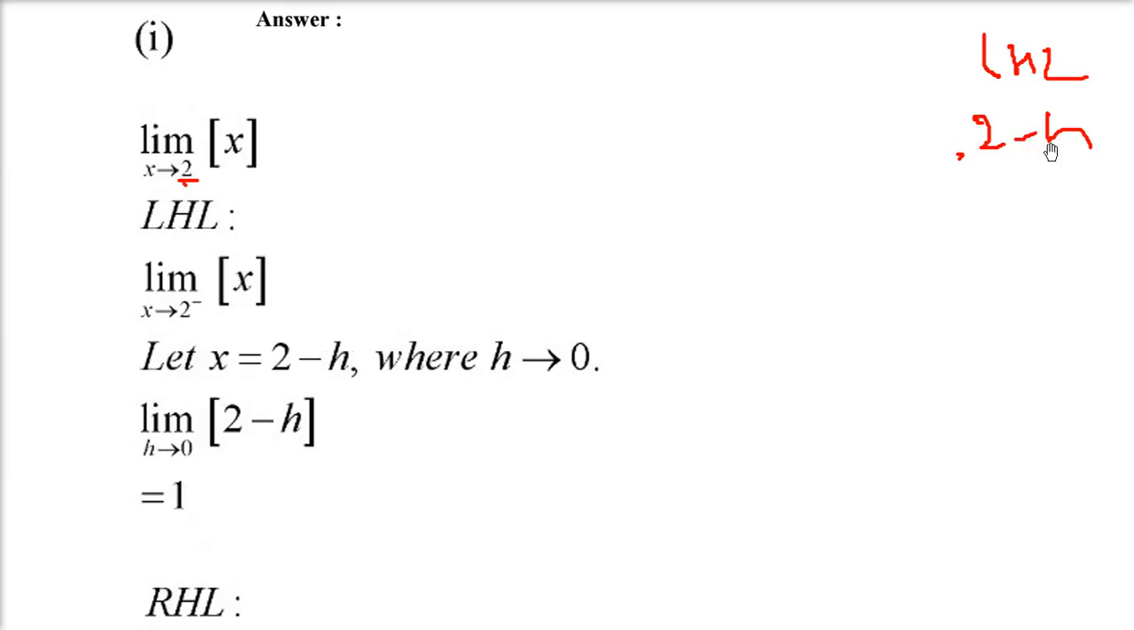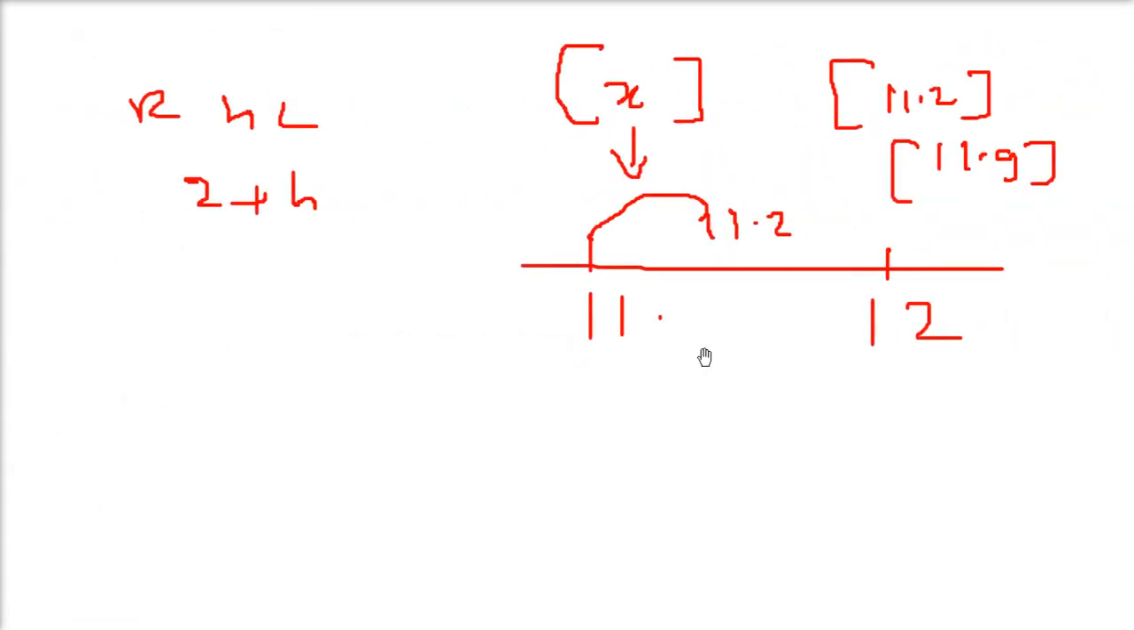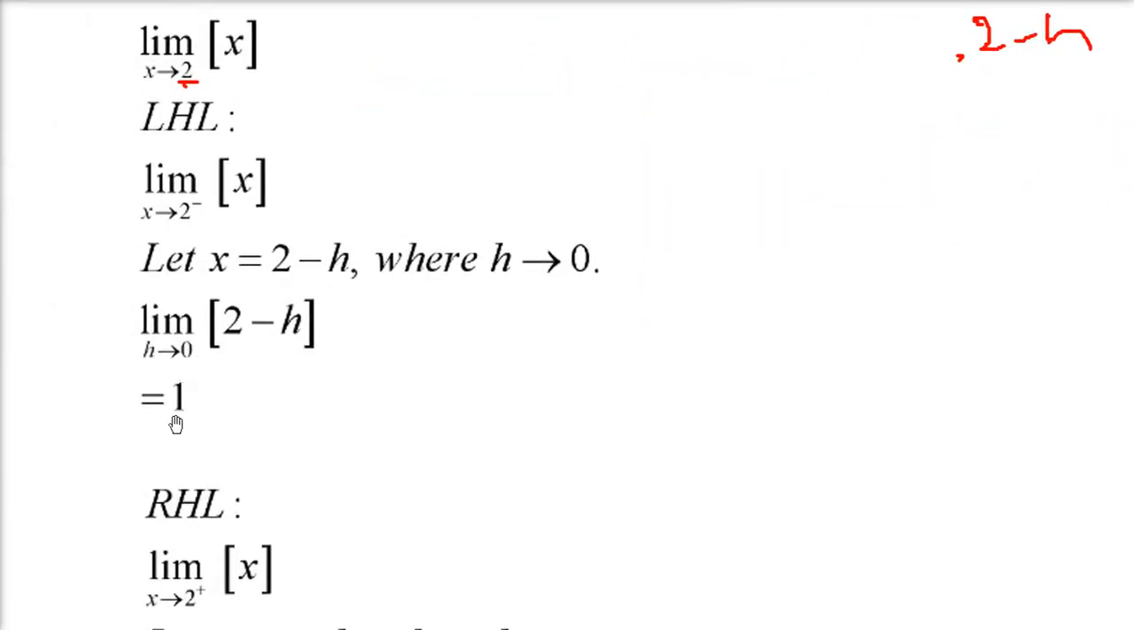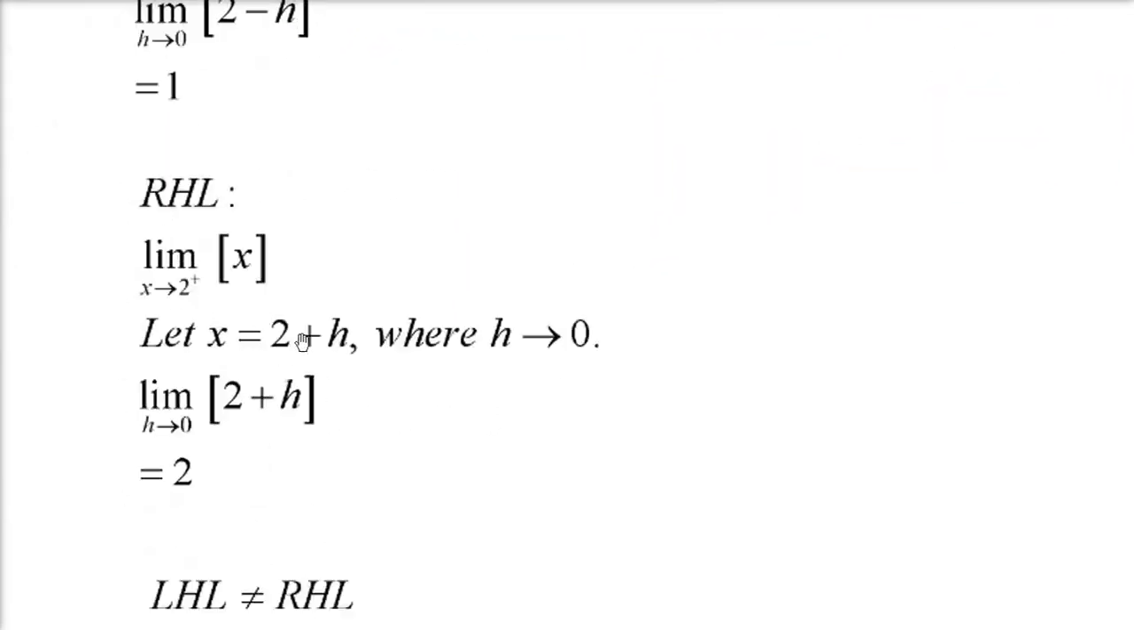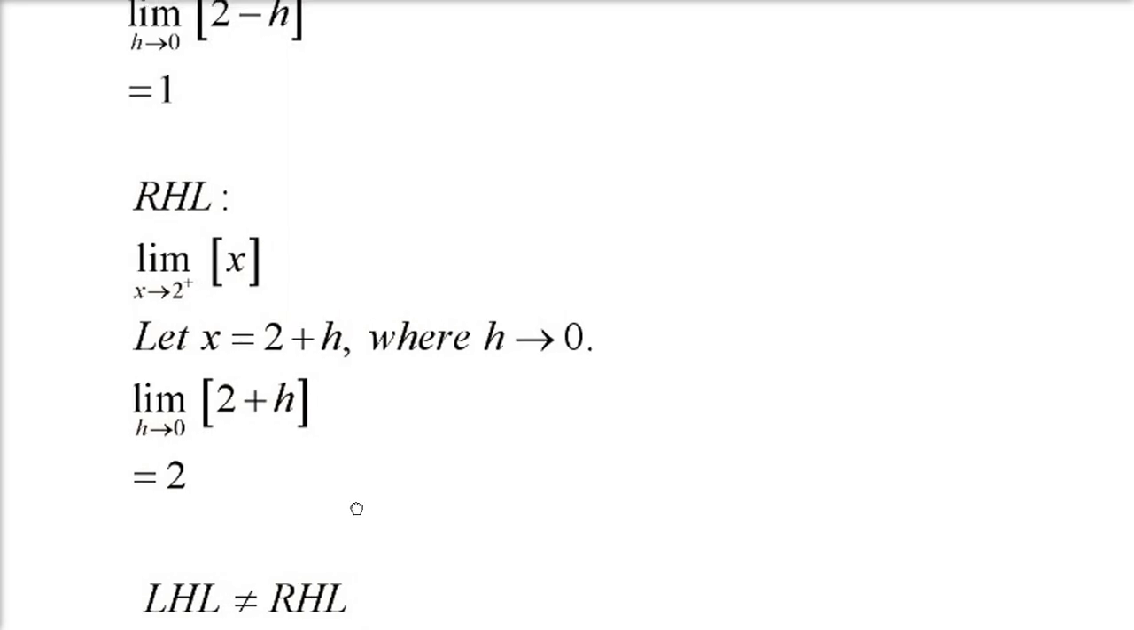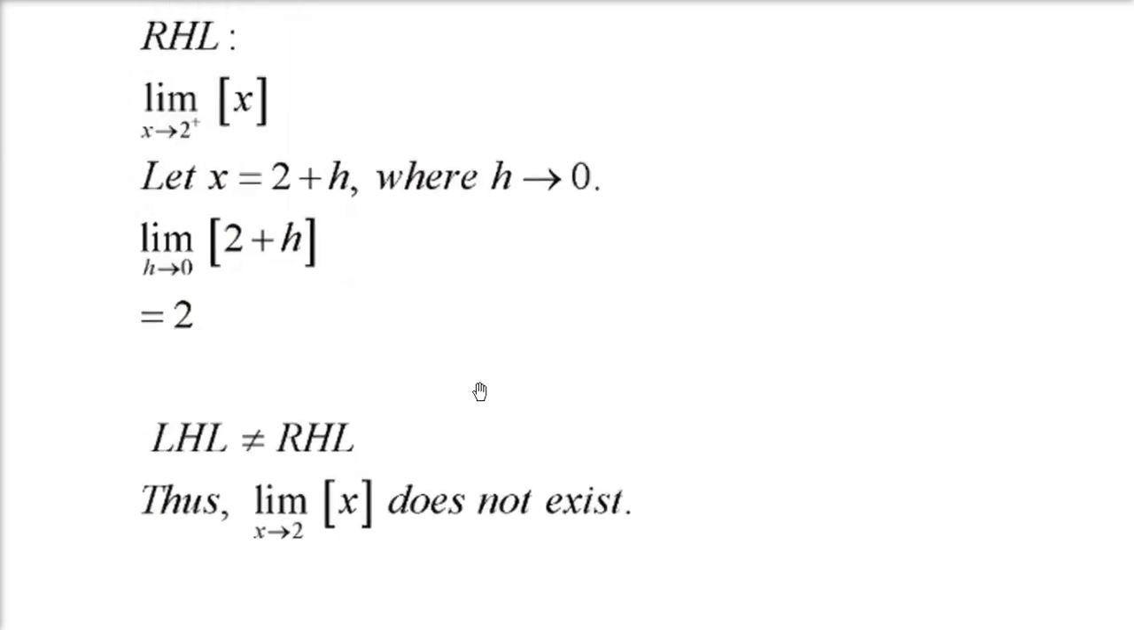So when you put x as 2 minus h, what do we get? We are subtracting something from 2, so we always get 1 less, that is 1. Between 1 and 2, you are subtracting something from 2. On the right hand side, you are going to do 2 plus h. You are adding something to 2. Whatever small amount you add to 2, you will always get 2. So LHL and RHL are not equal. One time you are getting 1, one time you are getting 2. So they are not equal. Limit does not exist.